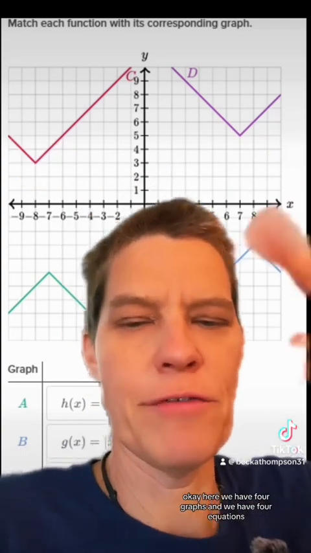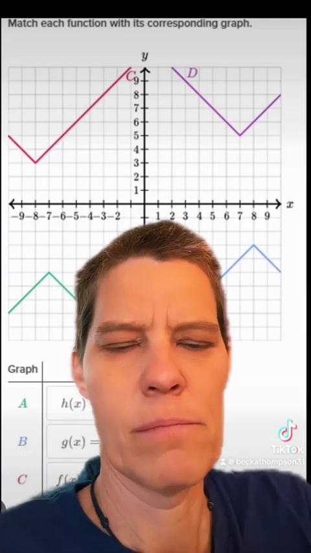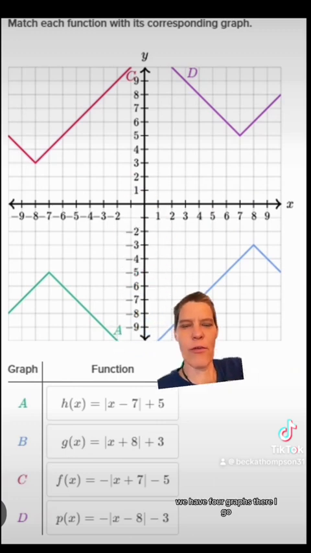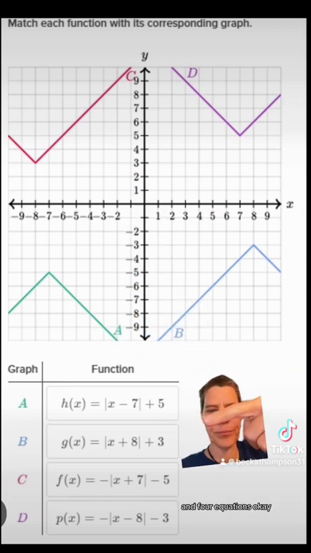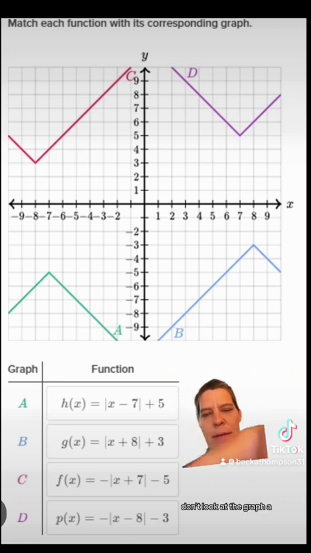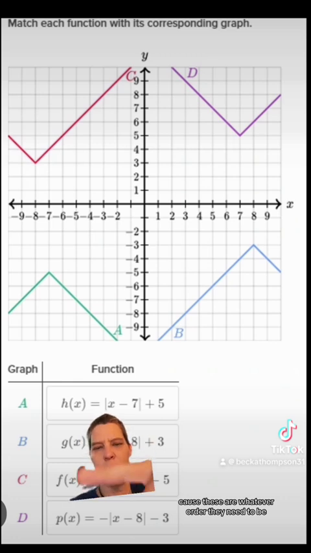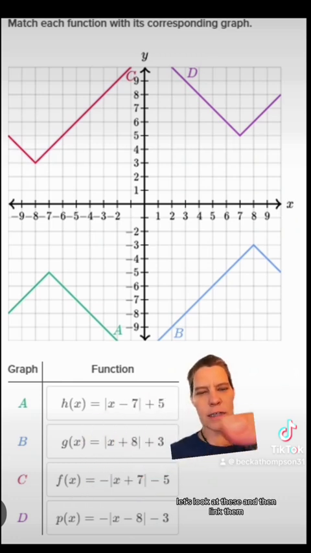Okay, here we have 4 graphs, and we have 4 equations. So let's look at this one first. Don't look at the graphs A, B, C, D on the side here, because these are in whatever order they need to be. Let's look at the equations and then link them.